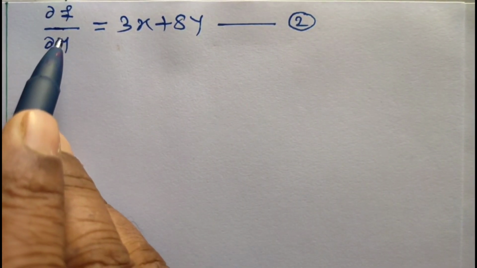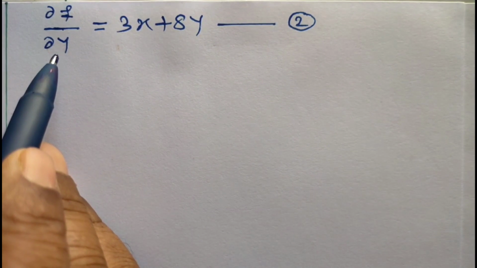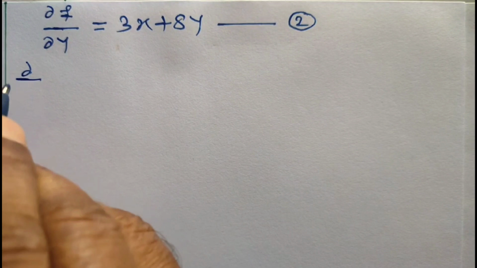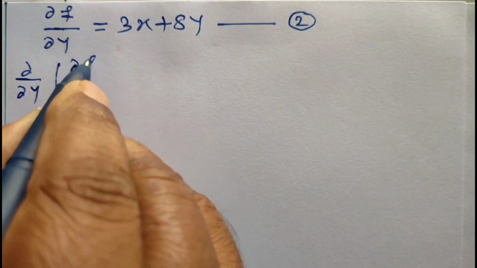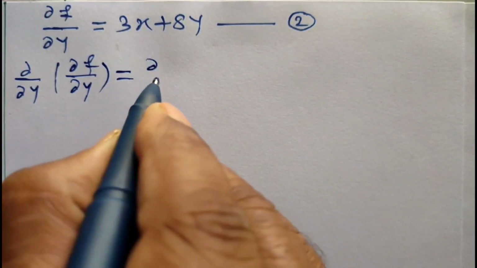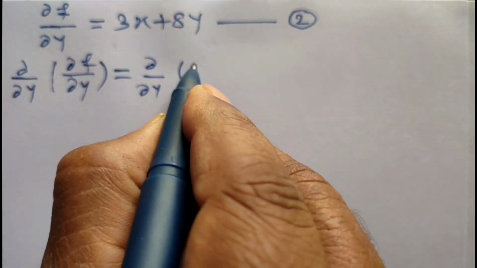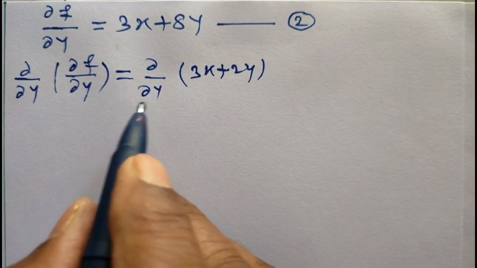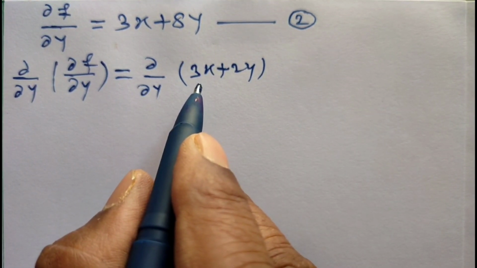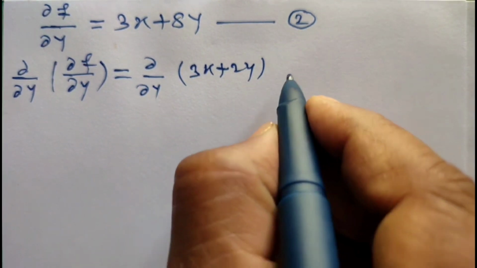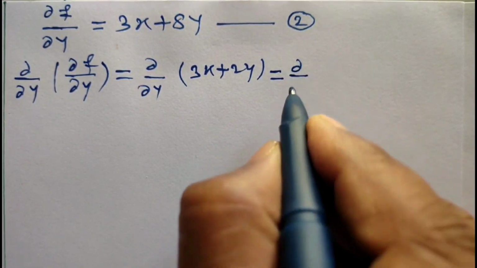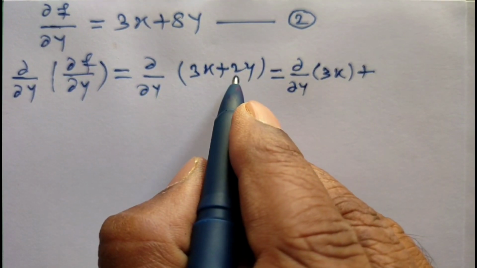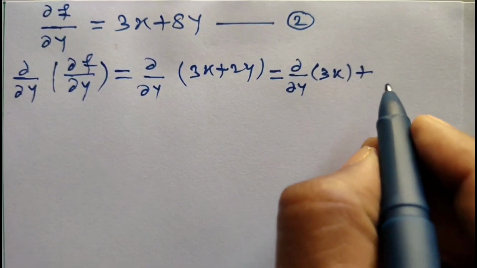Let us partially differentiate dou f by dou y with respect to y first. Differentiating both sides of this result, partial derivative with respect to y of dou f by dou y is equal to partial derivative with respect to y of 3x plus 8y. Now we are partially differentiating with respect to y, meaning considering x and function of x as constant. So this is equal to partial derivative with respect to y of 3x plus, now here 8 is a constant coefficient, since you are partially differentiating with respect to y.